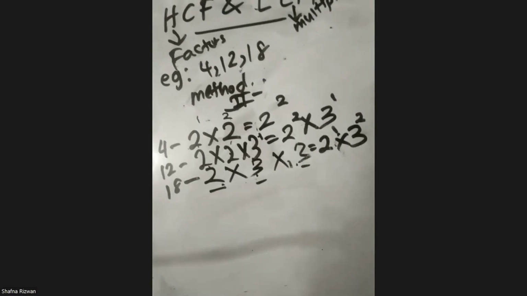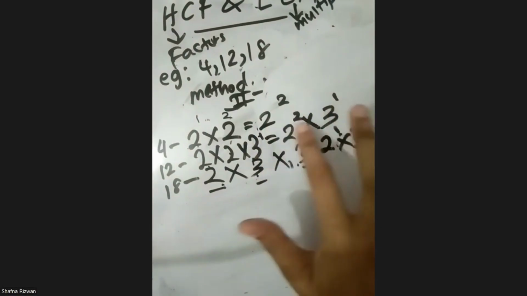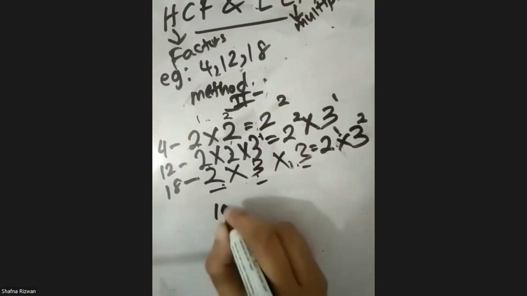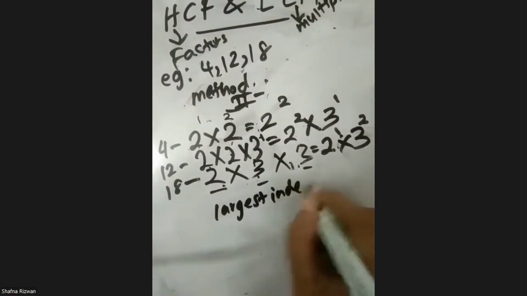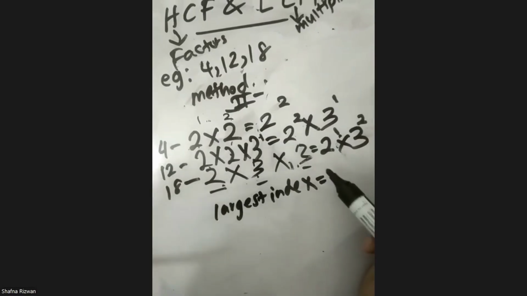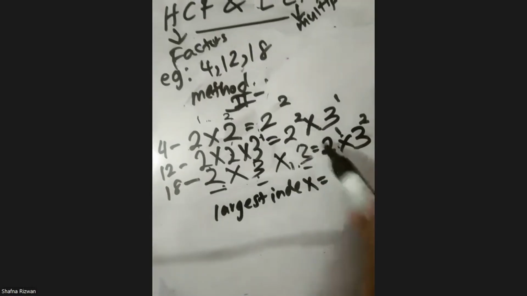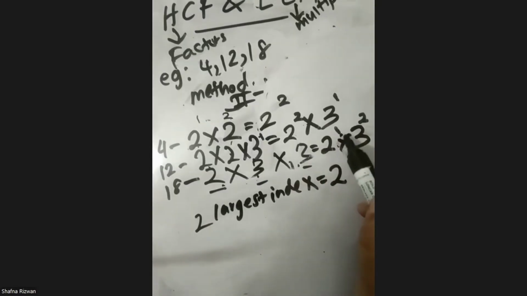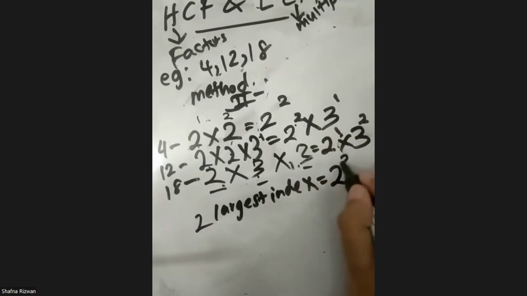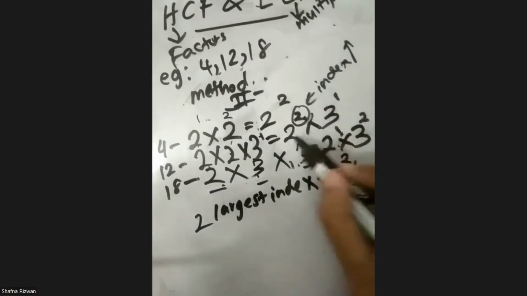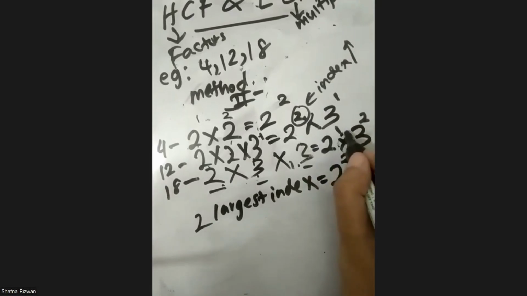Now tell me, once you found all your indexes like this, what will you do? Now you have to take the number with the largest index. If you take 2, what's the largest index that you have here? That is 2 to the power 2 and 2 to the power 1. What's the largest? 2 to the power 2 is the largest index. Your index should be the largest, so those numbers only you have to take. Here 1 is the smallest, so you can't take it.